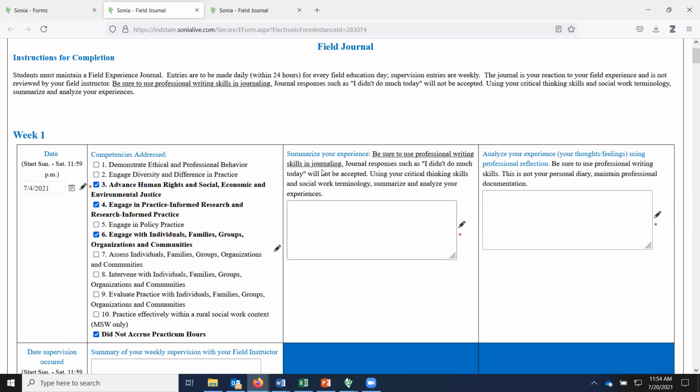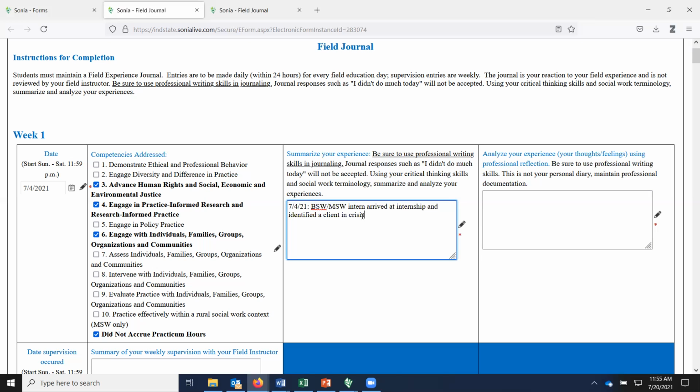Then it's time to summarize your experience that week in your internship. You can do this one of 2 ways. Because we have students submit journals weekly, however, your summary still needs to be daily. You can come in and say on July 4th, and this is my summary, BSW, or you might say MSW, intern arrived at internship and identified a client in crisis, something like this, right?